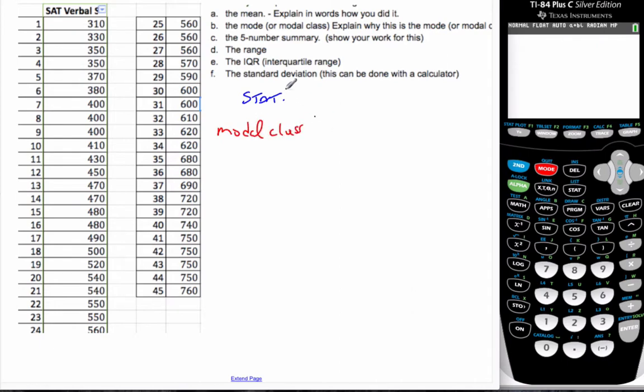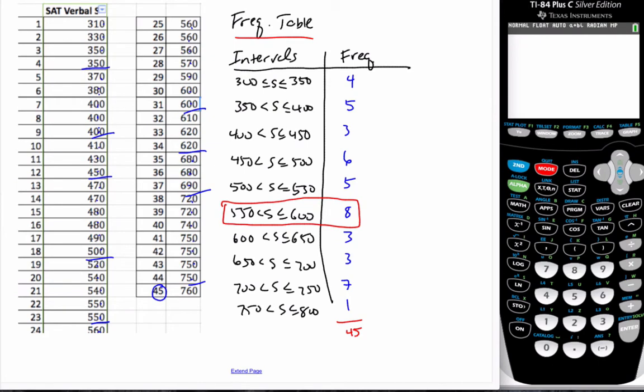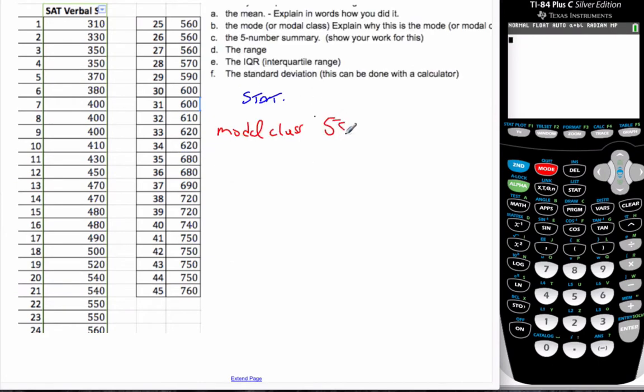is 550 to 600. The mode, well, there's two of them. There are four 560s, and there are four 750s. So it would be 560 and 750. But in this case, I think the most helpful bit of information is the modal class.